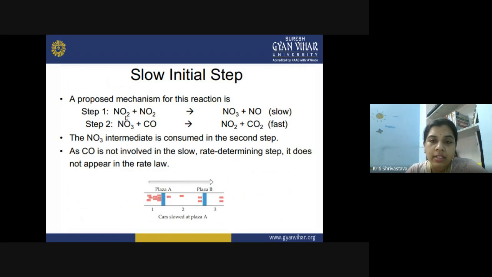Like we have discussed, the reaction intermediates are formed in the earlier step and get consumed in a later step. And you know that the earlier step is a slow one, and the second step will be the fast one. So you know that the reaction cannot proceed faster than this step. So the carbon monoxide is not involved in the slow step. This is the rate determining step, and carbon monoxide is nowhere in the rate determining step.